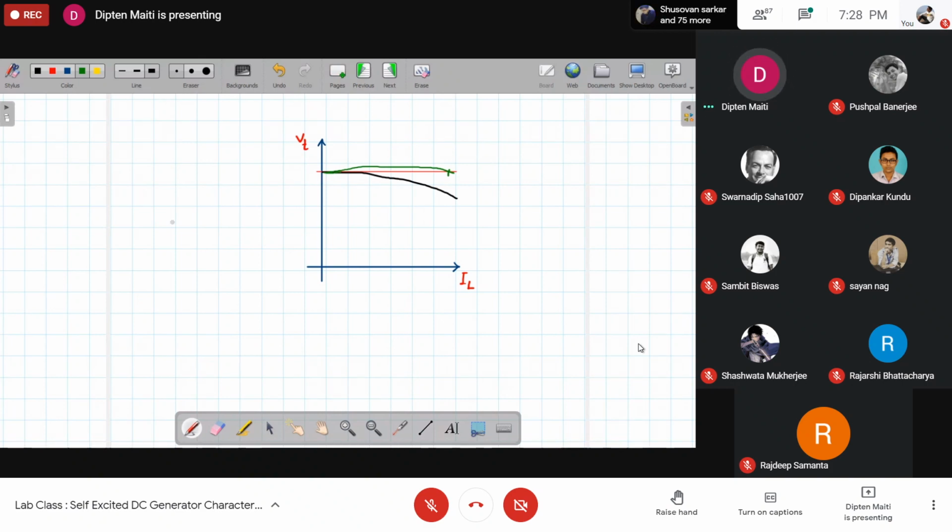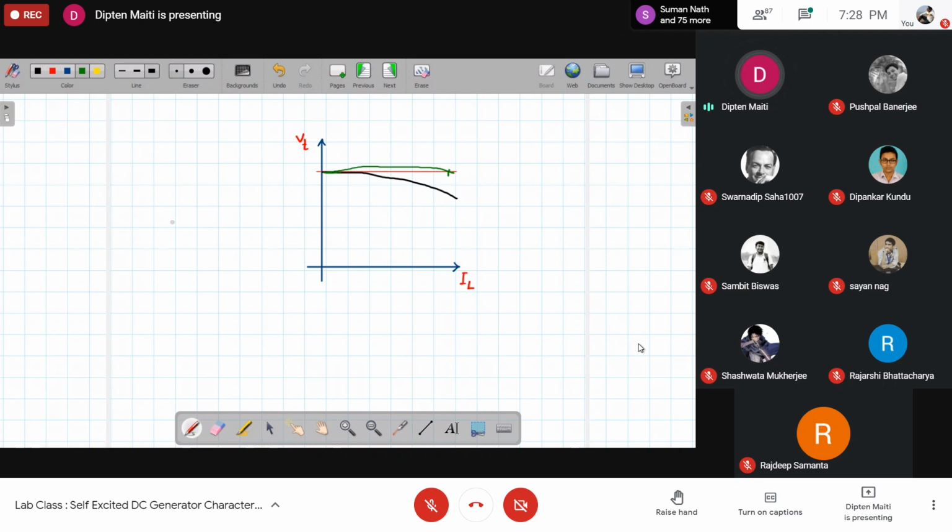The machine, as long as I remember, is a level compound machine. Otherwise, you can have several such curves depending upon the amount of compounding. If the compounding reduces, it would tend more and more towards the shunt machine. For the shunt machine, the compounding can be considered to be zero because there is no series field connected. And as the compounding increases, the terminal voltage would increase as the load current increases.